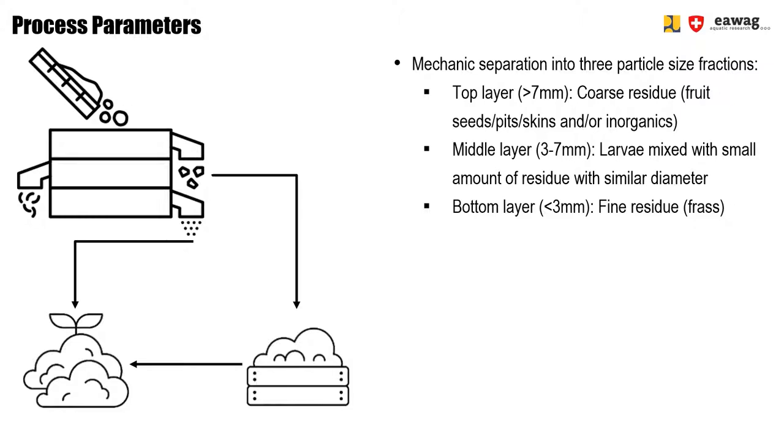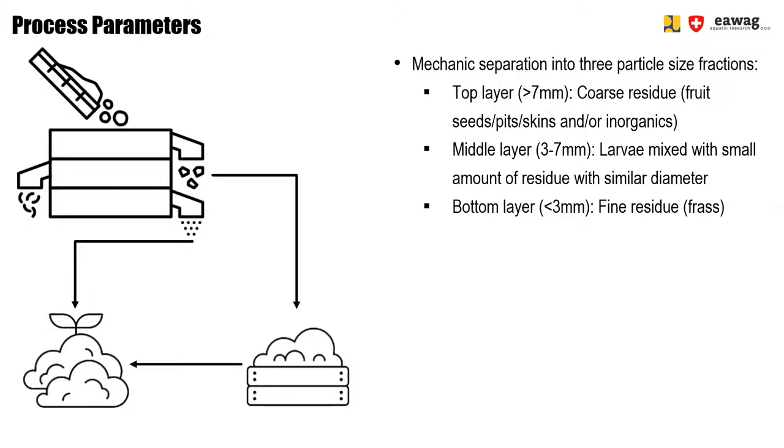Notice that for the three layers, there are different particle sizes that are allowed, and these relate to the mesh size of the sieve, which are 3 and 7 millimeters. So on the top, all the residue is bigger than 7 millimeter. It stays there because the mesh size there is only 7 millimeters. All the material that is in between the two layers of 3 and 7 millimeters. On the bottom, everything is smaller than 3 millimeters because it has passed through the mesh of 3 millimeters.